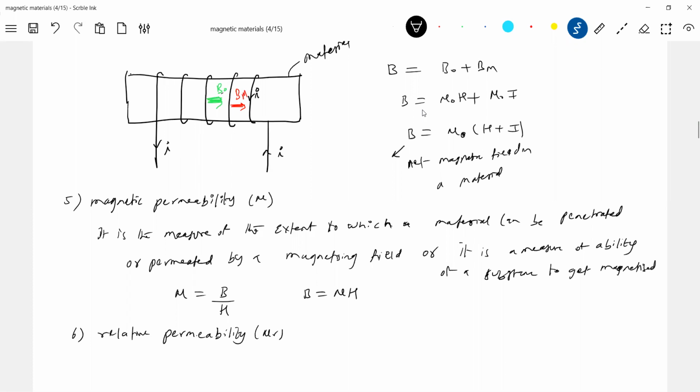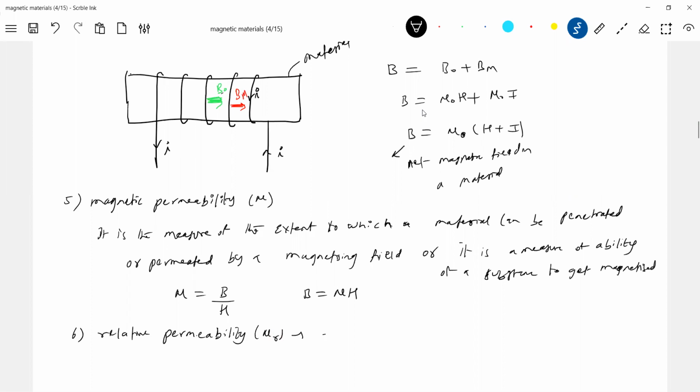And what is relative permeability? I can compare, say, iron, which will get more magnetized. Next, copper, which will get less magnetized. To compare the magnetization of different materials, I need one more quantity that I'm bringing in: mu r.